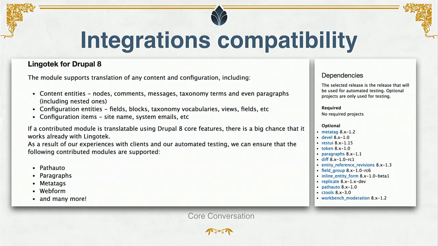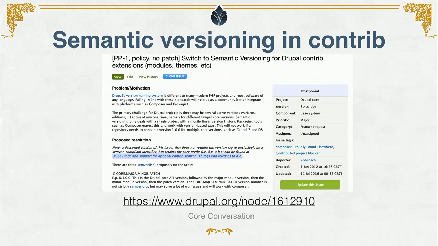And when we talk about the integrations that we support with different Contrib modules, we find another challenge, which is which versions of those modules we are compatible with. There's an issue about adding semantic versioning in Contrib. Like in core, it was really helpful, and I guess as Contrib evolves more, this will be really useful for making explicit which versions you are compatible with.